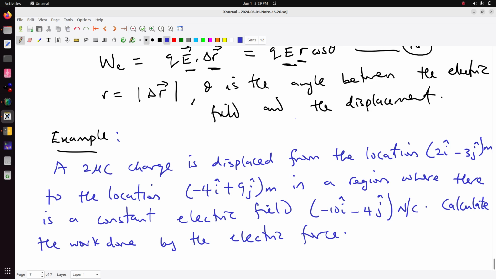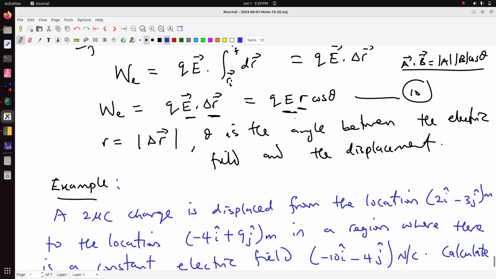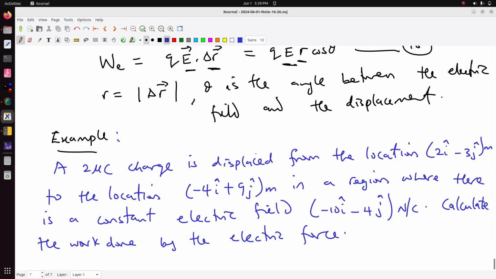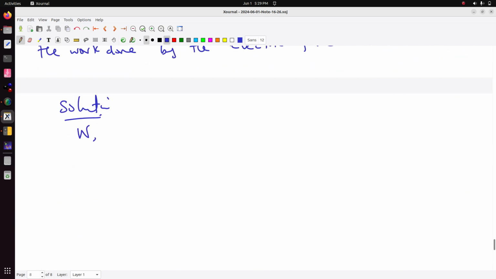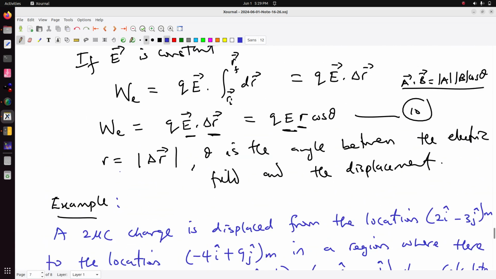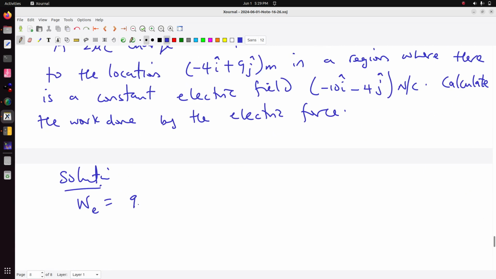Since the electric field is constant, we can use equation 10. The value of the electric field is given as minus 10i minus 4j. The question is to calculate the work done by the electric force. To determine the work done, we use equation 10, which is the work done equals Q times the electric field vector dot the displacement vector.